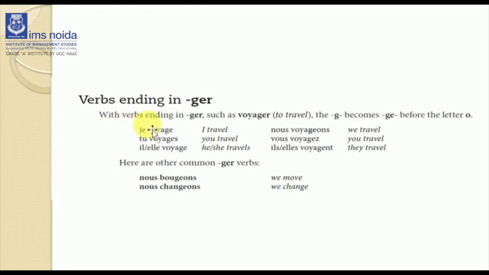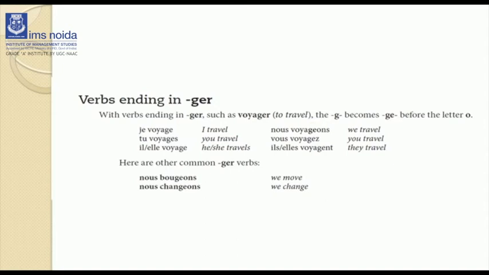The next group in the ER ending verbs is GER. GER ending verbs such as voyager, which means to travel: the G becomes GE before the letter O. So as you can see in these conjugations, we are changing only one conjugation, that is nous. The rest of the conjugation will remain the same as ER ending verbs. In that one conjugation, we add an extra E before the ending ONS. Right? So whenever you are conjugating a GER ending verb, with the conjugation of nous you just need to add this extra E. D'accord?